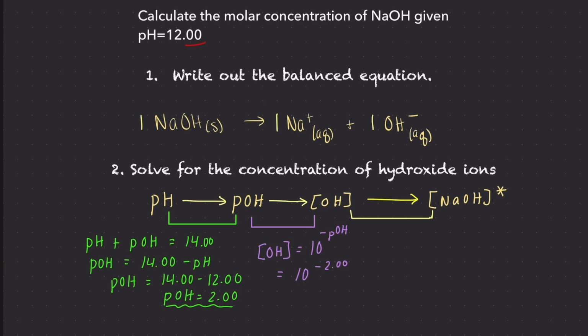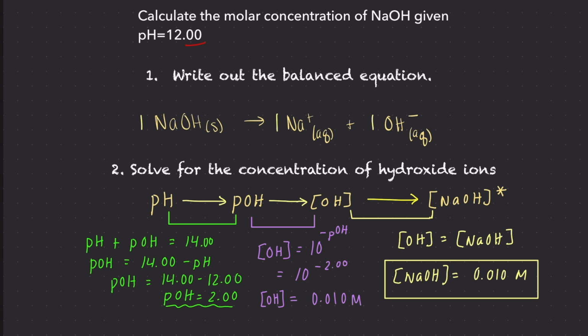The next step is to solve for the concentration of OH given pOH. We could do that by setting the concentration of OH equal to 10 raised to the negative pOH value. So the concentration of OH is 0.010 molar. Again, since we know that a strong base is going to dissociate 100%, the concentration of the product OH- is going to be exactly equal to the concentration of NaOH. The concentration of NaOH must be 0.010 molar.